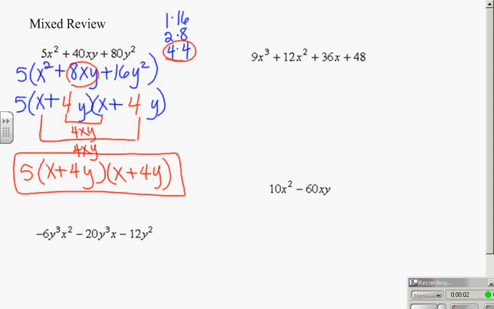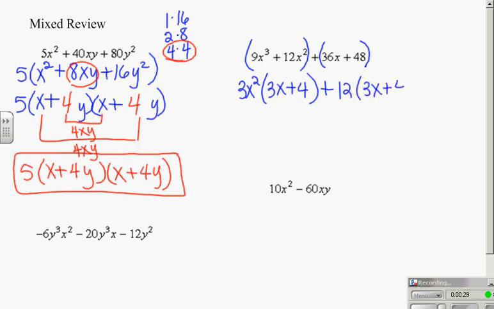All right, this next example has 4 terms. The only way we can deal with 4 terms is to group them. So 9x cubed plus 12x squared has a common factor of 3x squared. So I have 3x plus 4. 36x plus 48 has a common factor of 12 in it. And that leaves 3x plus 4.